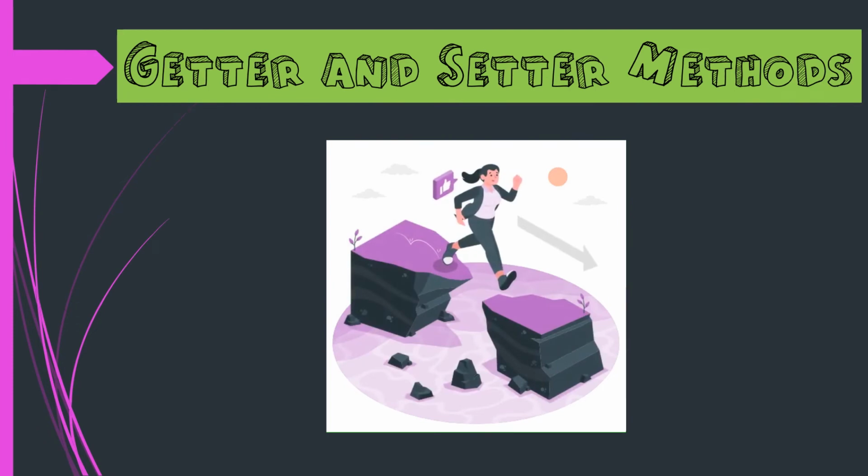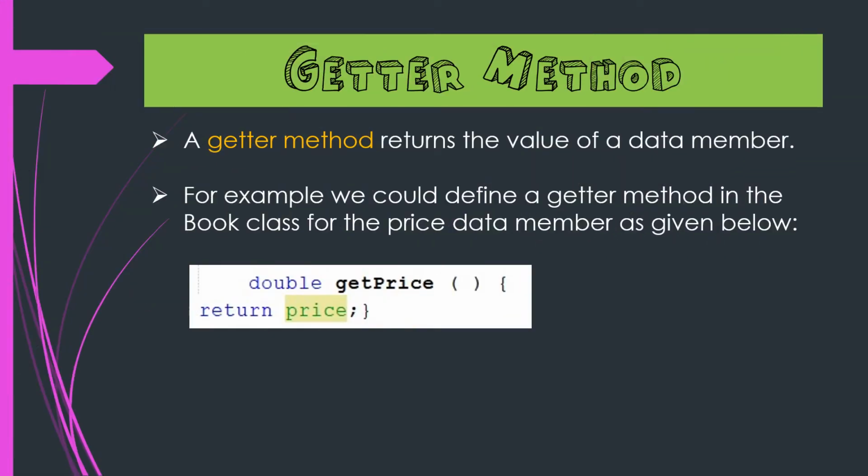So we are proceeding to our next topic, getter and setter methods. First of all, let us discuss the getter method. A getter method returns the value of a data member. As we have already studied the concept of the getter method in the beginning also, it is used to retrieve something. If we want to get something, if we want to retrieve some value, then in that case we use the getter method. It returns the value of a data member.